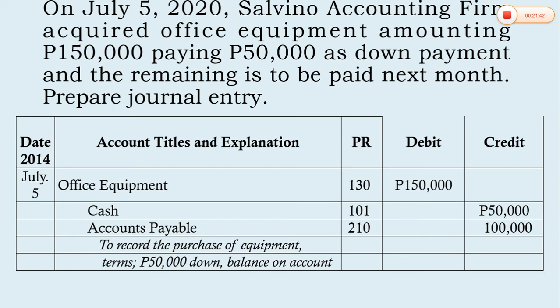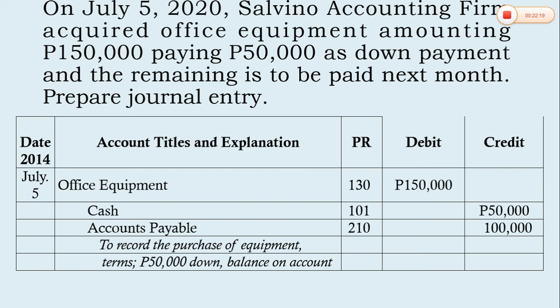Now, next example, on July 5, 2020, Salvino Accounting Firm acquired office equipment amounting to 150,000, paying 50,000 as down payment, and the remaining is to be paid next month. Okay? Prepare the journal entry. When the transaction happened, Salvino Accounting Firm, the business, bought office equipment. How much is the office equipment? 150,000. Is office equipment an asset or a liability? Of course, an asset. So, it is a debit. You write the debit first. So, you have office equipment debit.